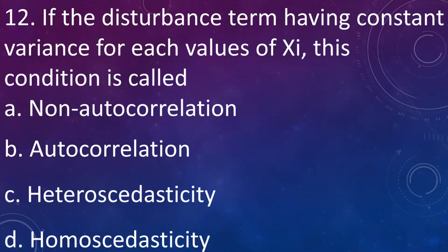If the disturbance term has constant variance for each value of Xi, this condition is called A. Non-autocorrelation, B. Autocorrelation, C. Heteroscedasticity, D. Homoscedasticity. Answer is D, homoscedasticity. If the disturbance term, that is the error term, has constant variance, then it is termed homoscedasticity. That is one of the assumptions of OLS. And if it is not followed, that is if the error term does not have constant variance, then it is termed as heteroscedasticity.